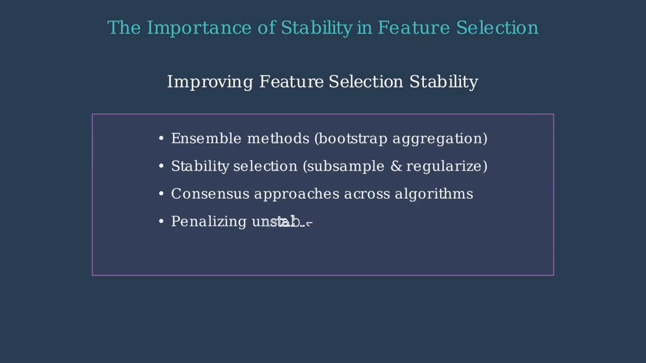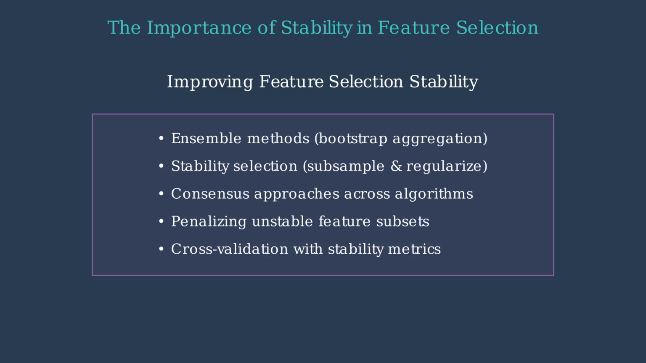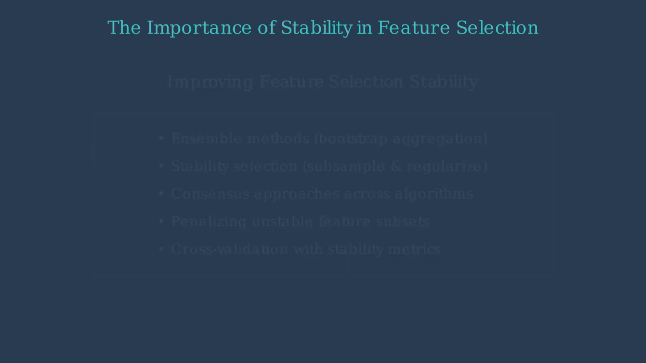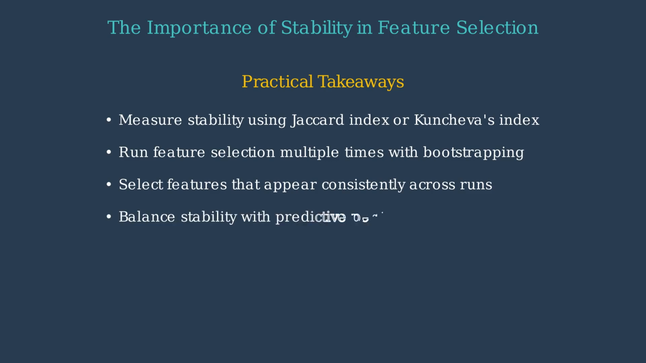These include ensemble methods that combine multiple selection runs, stability selection techniques that combine subsampling with regularization, consensus approaches that aggregate across different algorithms, and methods that explicitly penalize unstable feature subsets. To ensure stability in your feature selection process, measure stability using indices like Jaccard or Kuncheva's index, run feature selection multiple times with different data subsets, and select features that appear consistently. Always balance stability with the model's predictive performance.